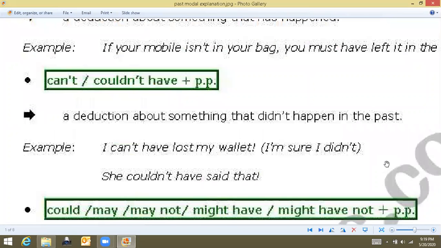Now, could, may, and might. The three of them express possibilities. So if the three express possibilities, what is the difference between the three? Does anybody know?